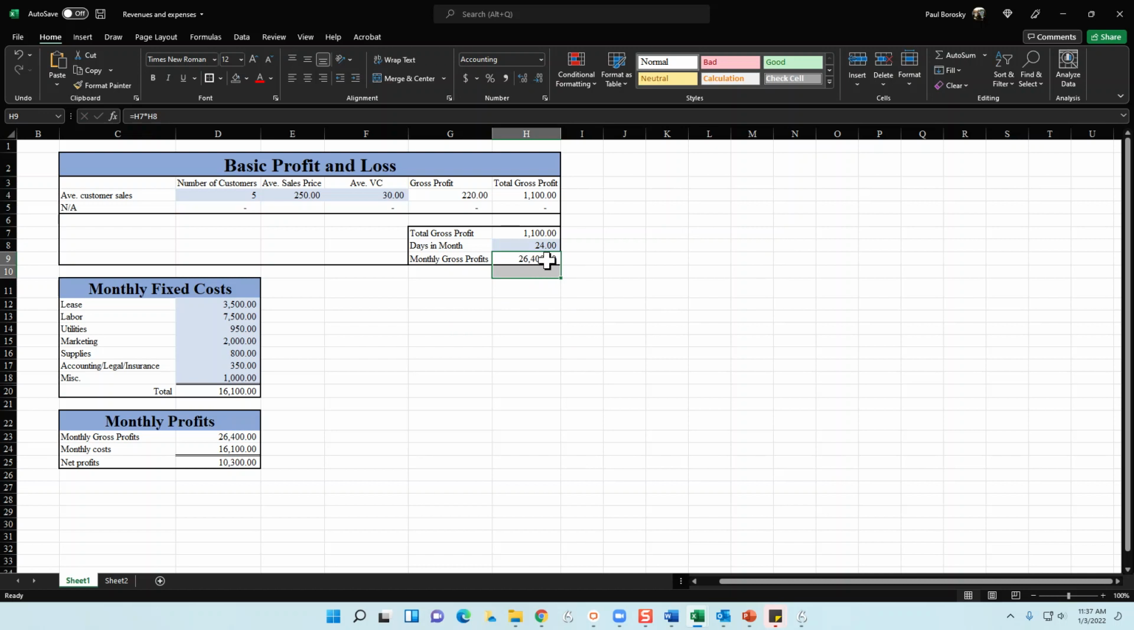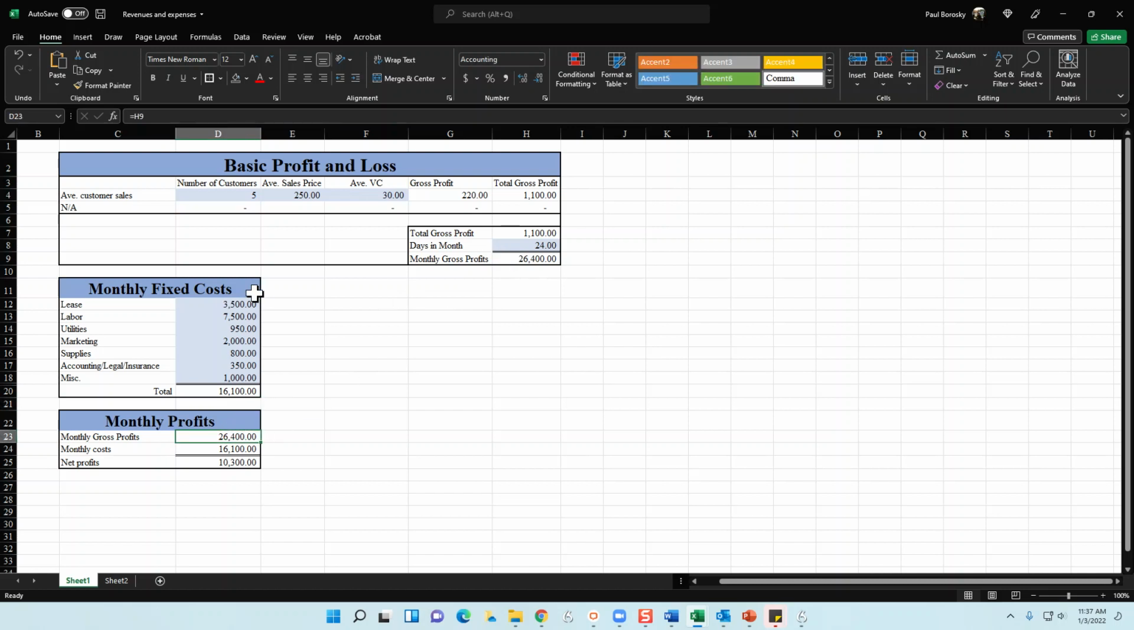Once you have that, you're going to multiply your average gross profits estimated by the number of days in a month. It's going to give you total gross profits, in this particular model, 26,400. You're then going to bring that number down here. You're going to tie that in with an equal H9. That brings that number right here.